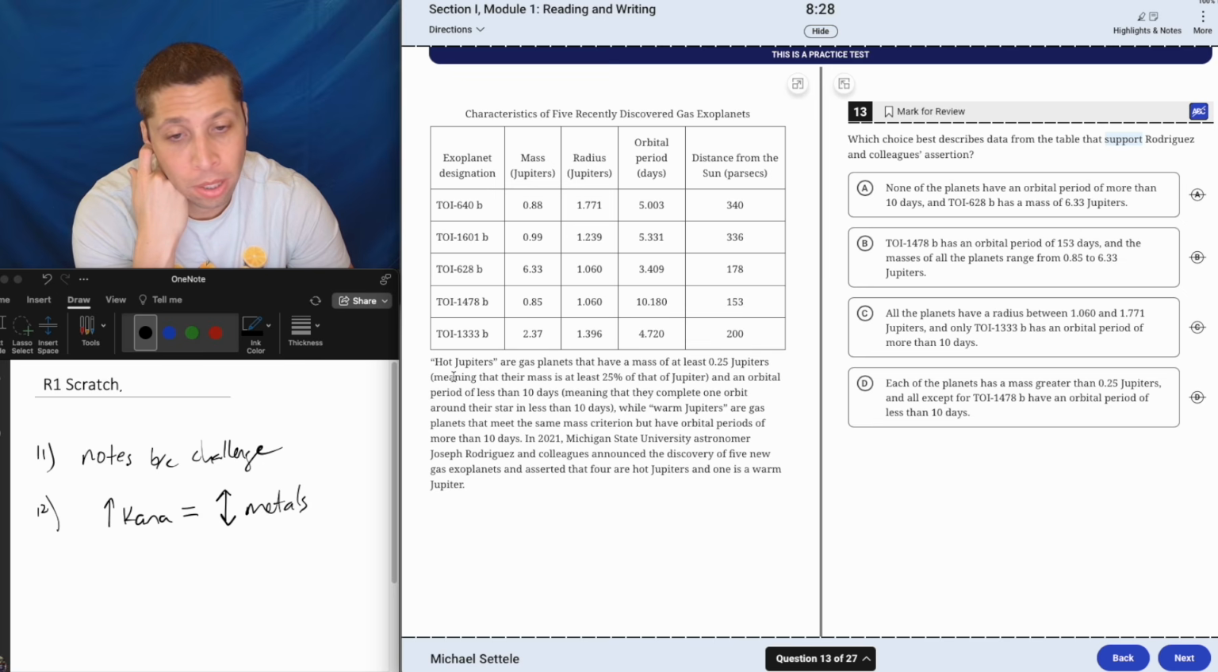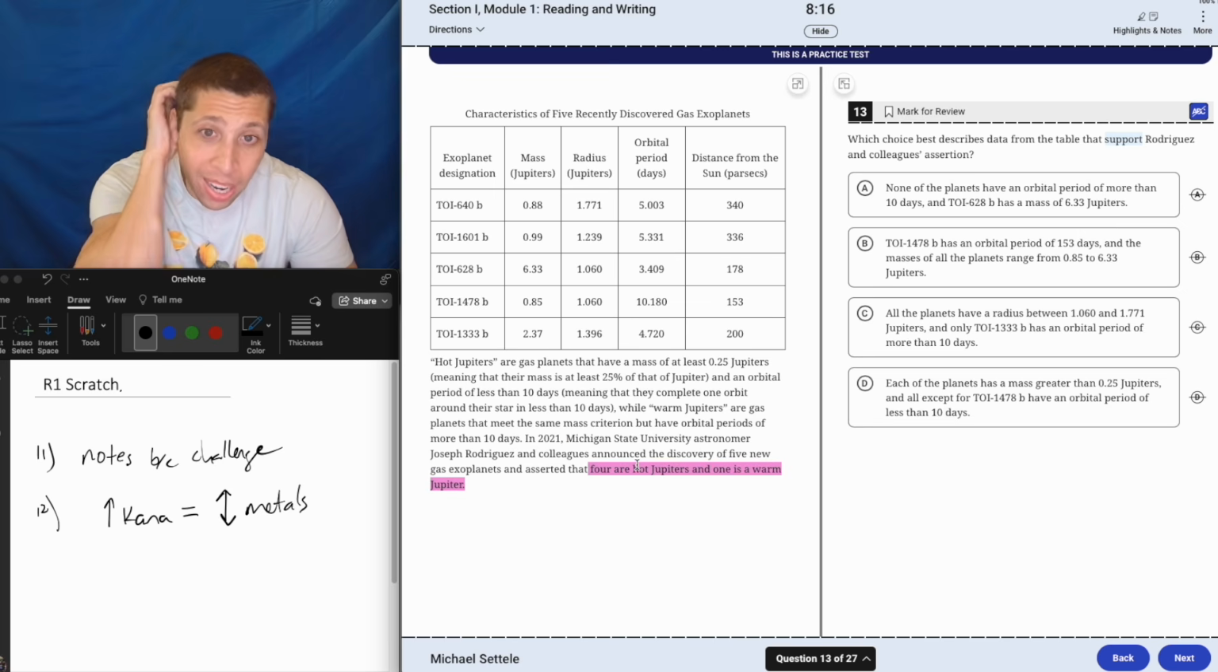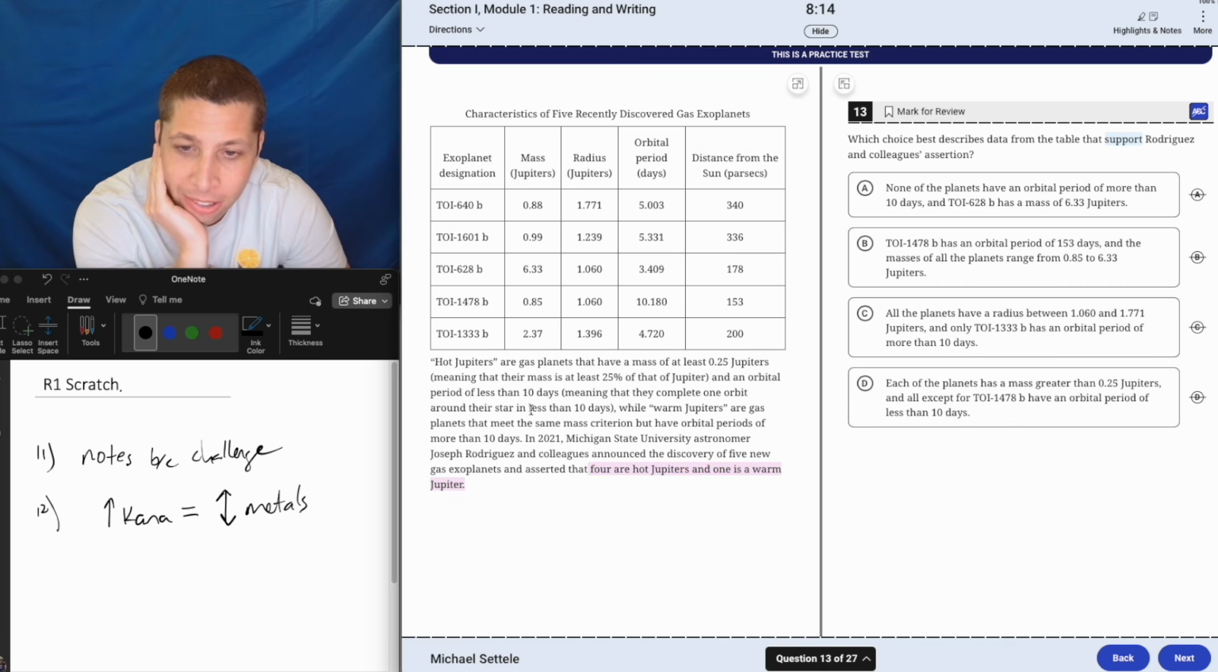In 2021, this person announced the discovery of 5 new gas exoplanets and asserted that 4 are hot Jupiters and 1 is a warm Jupiter. Okay. All right, so I'm gonna need to read these stupid numbers. I can already tell because they don't say things here. None of the planets have an orbital period of more than 10 days. Okay, is that true? No, that's just not true.